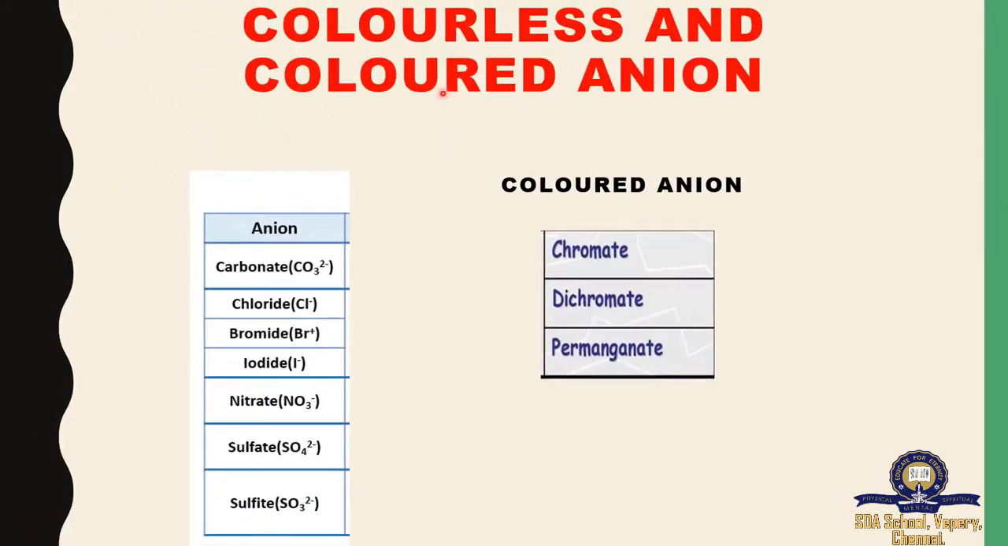Colorless and colored anions. Previously, we saw colorless and colored cations. Here, some of the anions: carbonate, chloride, bromide, iodide, nitrate, sulfate, and sulfite. These are colorless anions. And next, colored anions: chromate, dichromate, and permanganate. These three anions have color in nature.